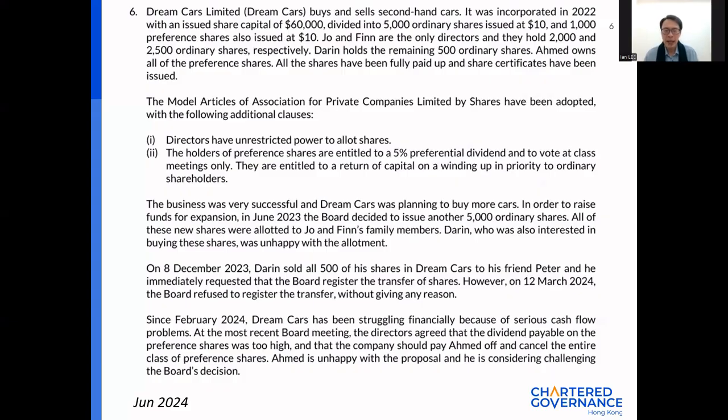So by the time you get to here, I think you should already be able to guess the different topics that will be examined. Number one on the allotment, number two on refusal to register transfer, and number three about the cancelling of the preference shares.